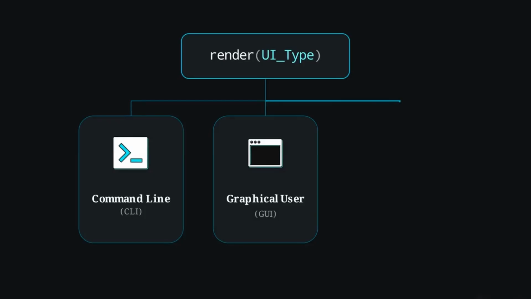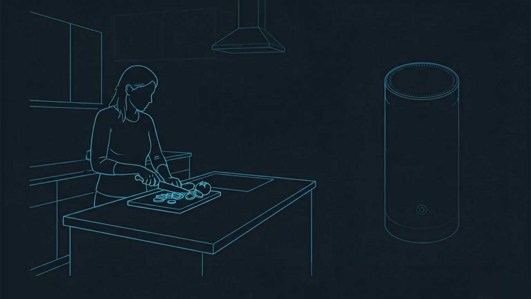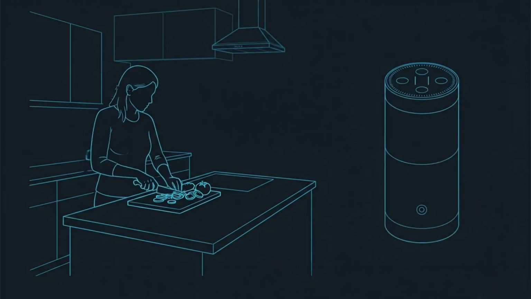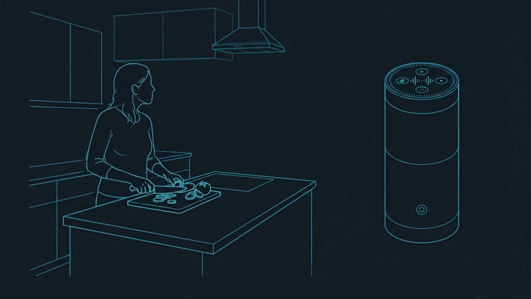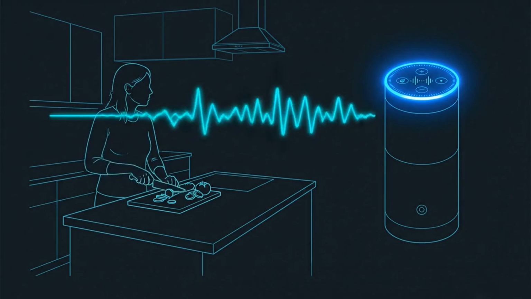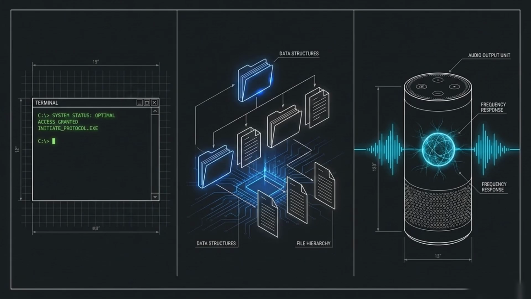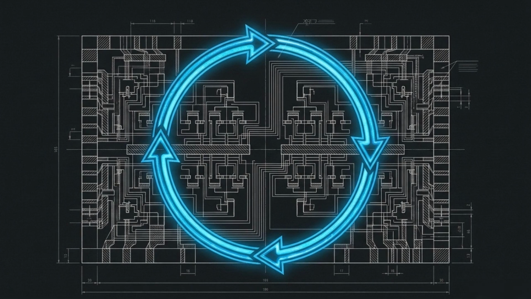The third iteration is the voice user interface, or VUI. VUIs remove physical inputs. They rely on natural language processing to translate spoken audio into system events, allowing for hands-free operation. Whether the application renders text in a terminal, pixels on a screen, or audio from a smart speaker, the underlying engineering architecture, the event loop, remains the same.